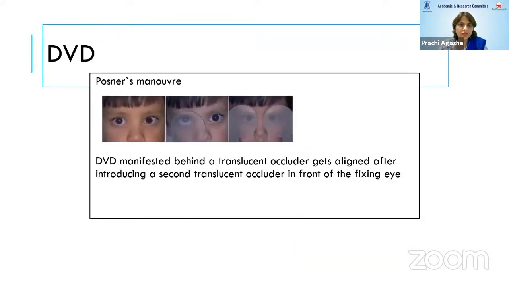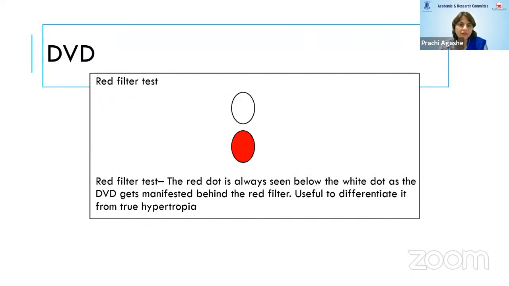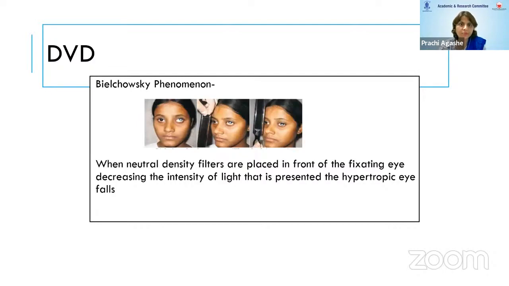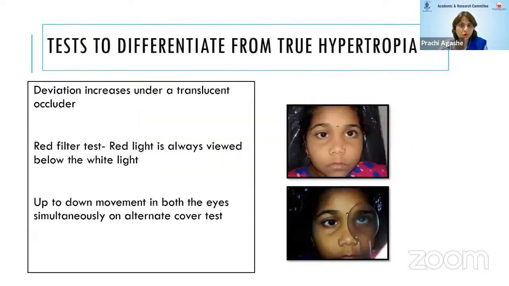So a few tests to diagnose DVD. The Posner's maneuver, wherein when we place a translucent occluder to get the DVD manifested, and then place another occluder on the other eye, both the eyes get realigned. The red filter test is very characteristic, wherein the red dot is always seen below the white dot because it's a dissociative test, and the eye behind the red filter is always deviated upwards, and it's a useful test to differentiate from hypertropia. Bielschowsky's phenomenon, again based on a similar principle: when neutral density filters are placed in front of the fixating eye, the hypertropic DVD eye tends to fall.